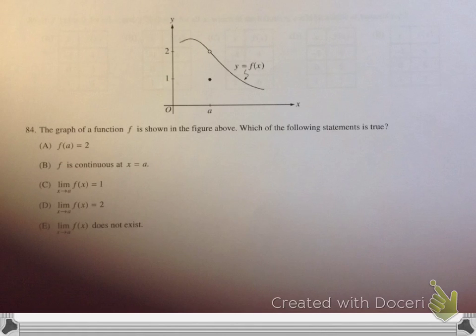Okay, so this is number 84 now. So we're just going to look at the graph and it will tell us everything. So is f of a equal to 2? So here's a, and it's definitely not 2 because at 2 there's an open circle. The answer would actually be 1 because there's a solid circle right there. So a is false. Take that out.